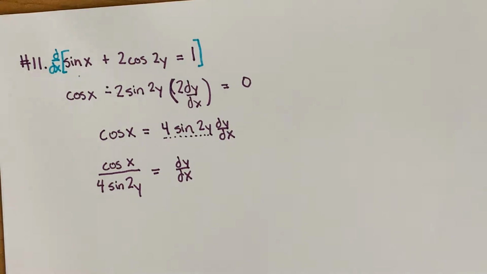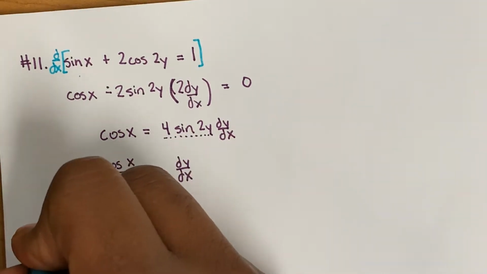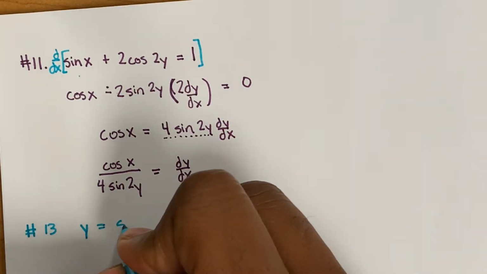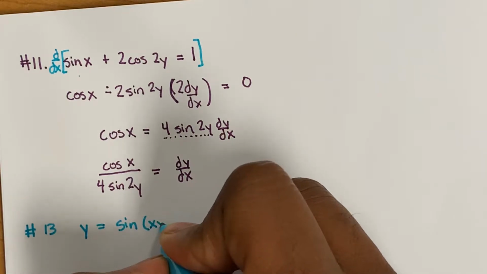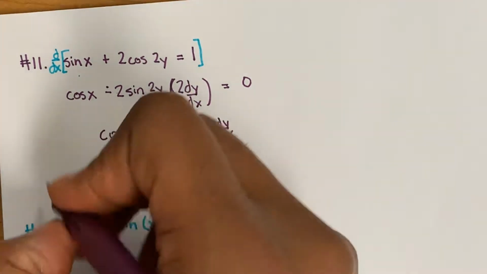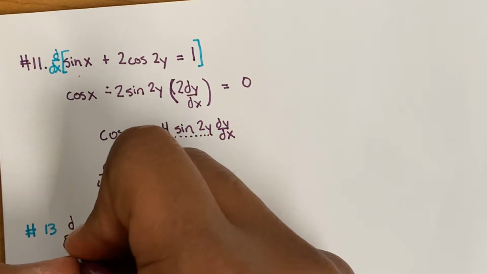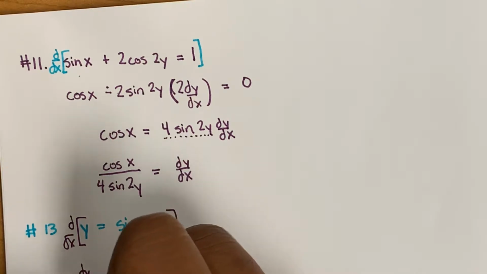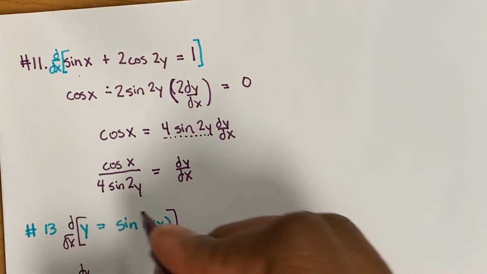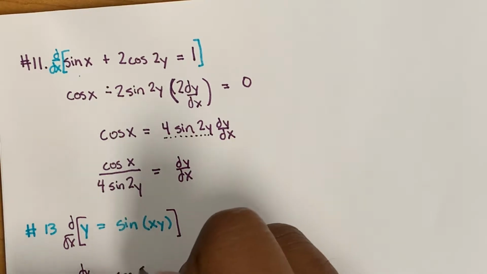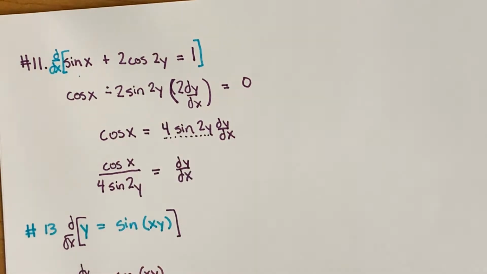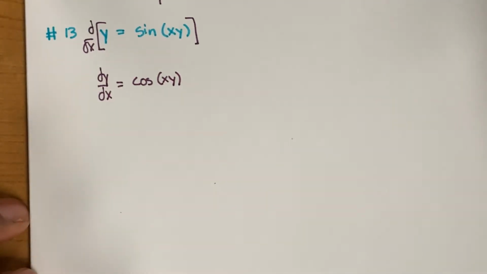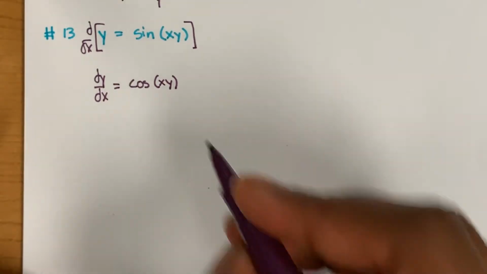Number 13 is, let's see, we have y equals the sine of the product xy. And we're going to include a derivative operator, which would give us dy over dx equals the derivative of sine, which is cosine. And remember, we never change the angle for a trig function. We never change the angle. We get dy over dx equals cosine xy.